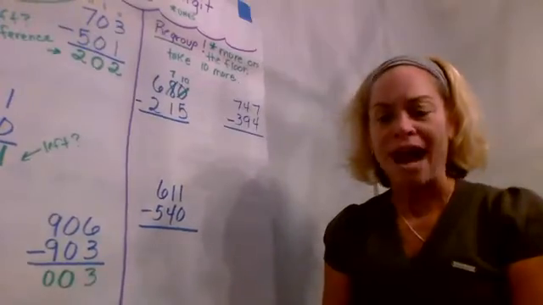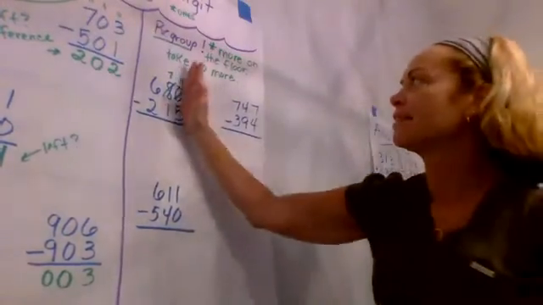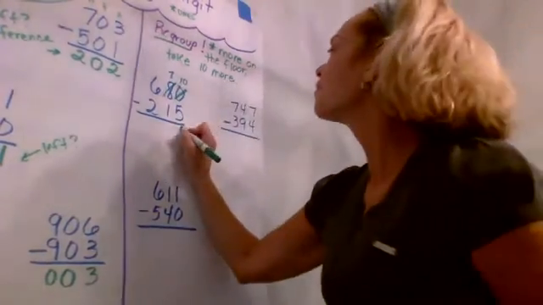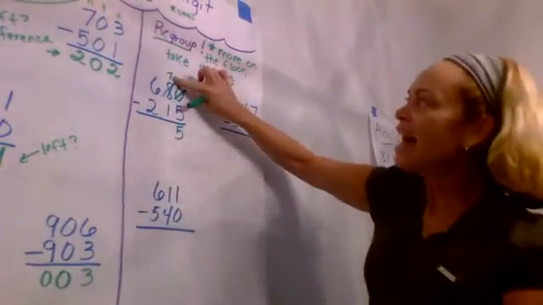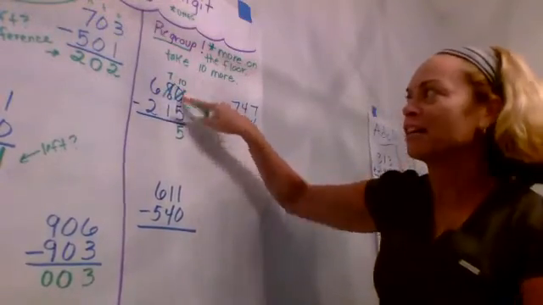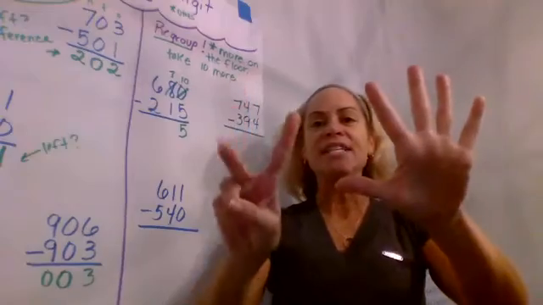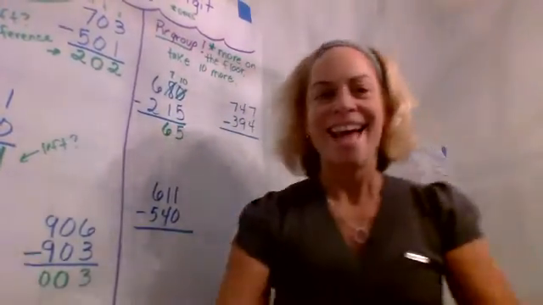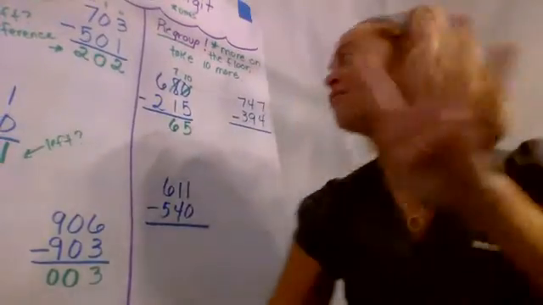Now you can subtract. Start at the ones place. 10 take away 5 is 5. 7 take away 1, not 8, because remember we had to take a 10 and bring it over here. 7 take away 1 is 6. And 6 take away 2 is 4.